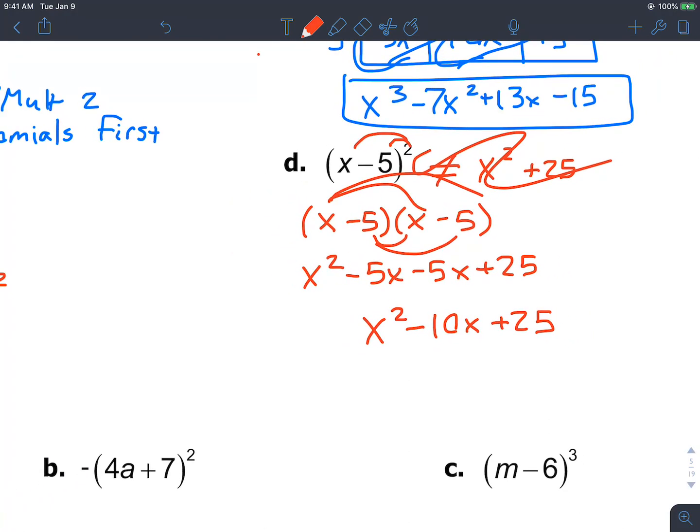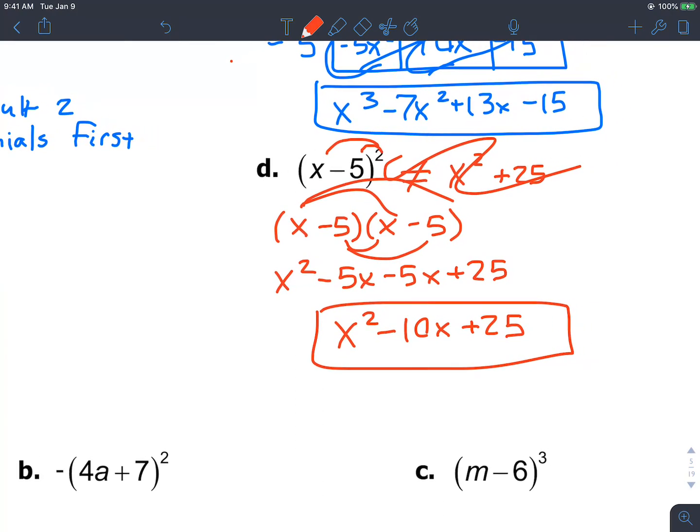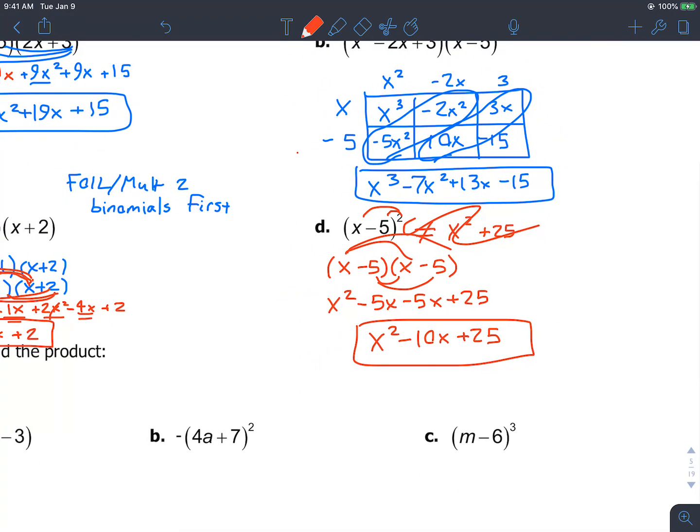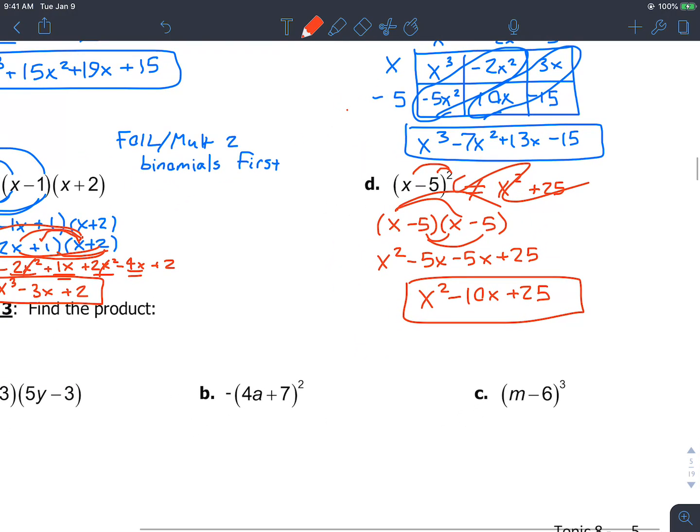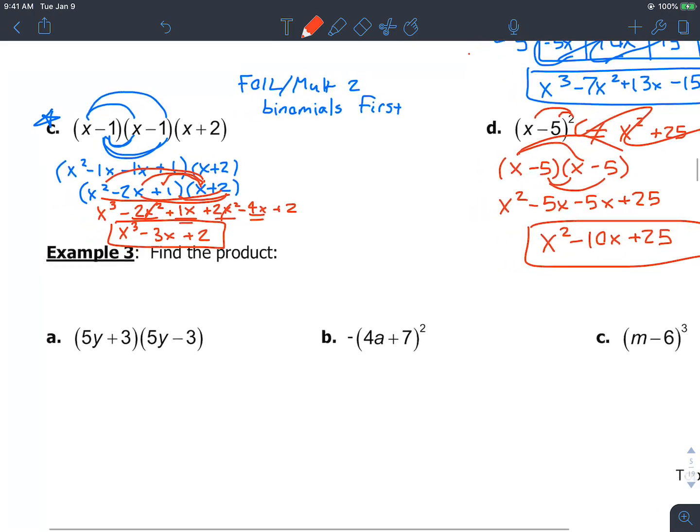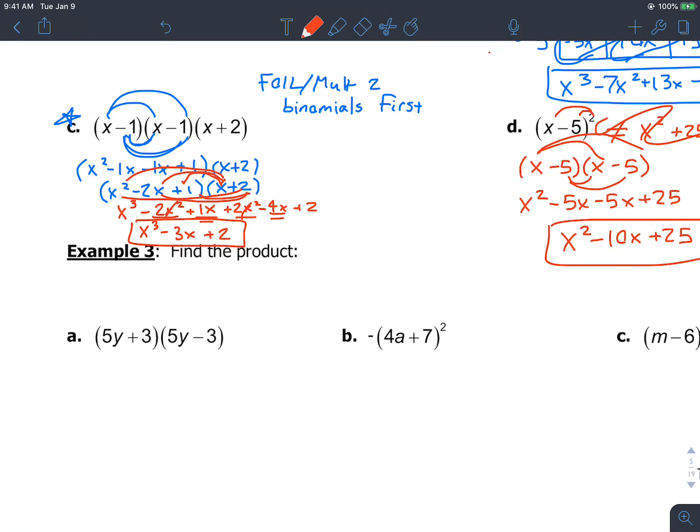Or x squared minus 10x plus 25. So notice here how that's different than this thing up here. So that's the big misconception. I'd even write that misconception if I were you and just make sure you put a big stop sign by it and say don't do that. So there you go. So I think the rest of these are kind of similar.